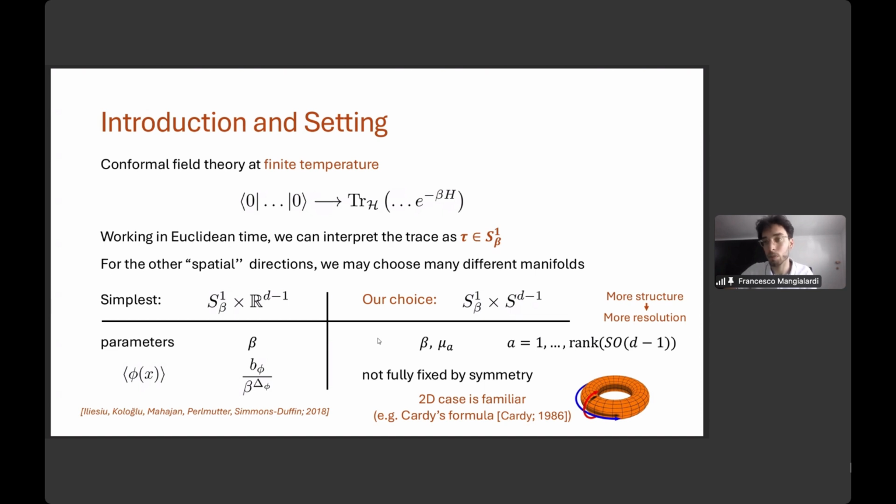However, this additional complication we can see also as a tool to resolve the information about the theory with more detail. Maybe just a last comment about our choice of geometry is that if we consider the 2D case, this is the familiar case of the torus, for which many results are already known. For instance, one of the most famous ones is the Cardy formula for the density of primaries.